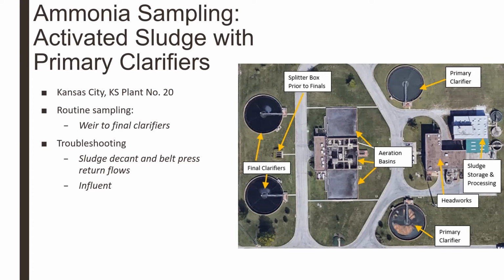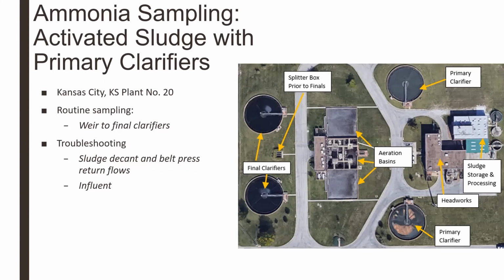They're plant number 20. Similar to everything else, you want to be sampling that ammonia coming off your aeration basins. So in this case, it's a weir before the final clarifiers. I believe in this diagram, it's located as a splitter box prior to the final clarifiers.